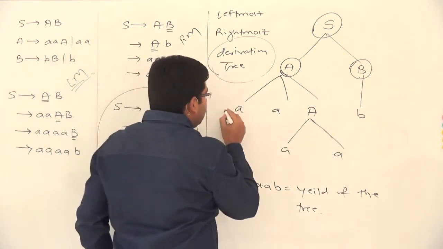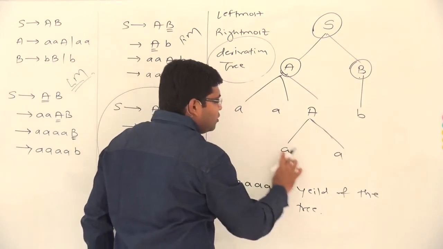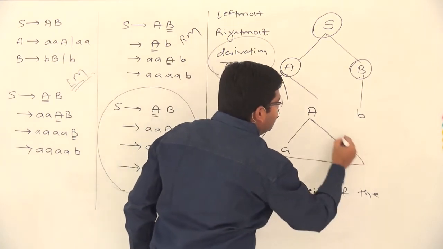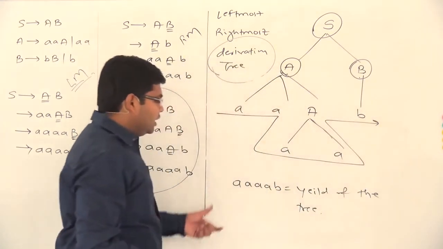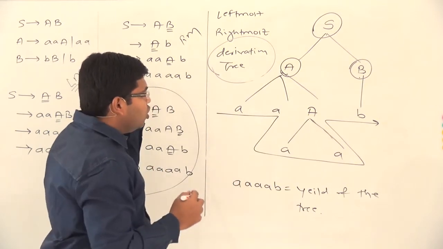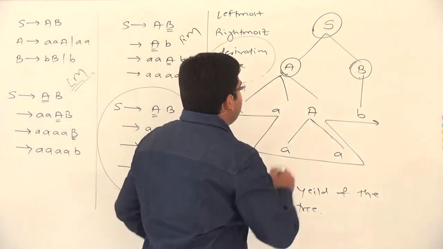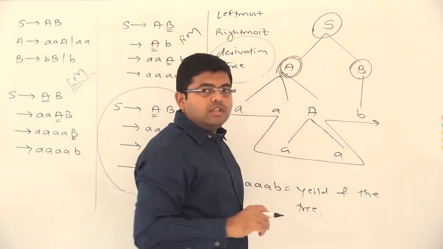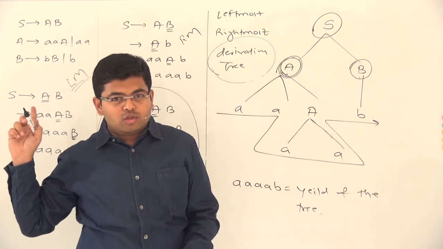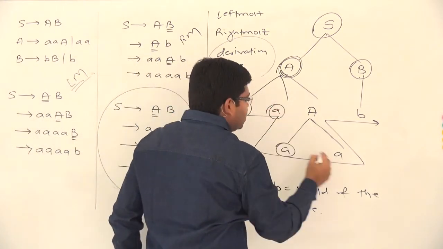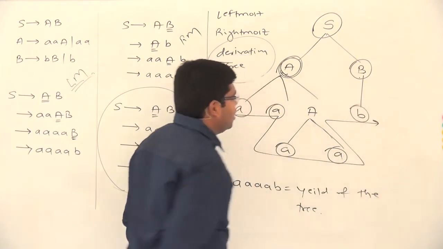And the yield of the tree, all the terminal symbols that you get in the last level, when collected from left to right, will form the terminal string that is generated with the help of that derivation. So what I mean to say is that every internal node must be a variable corresponding to the grammar, and all the leaf nodes must be the terminal symbols belonging to the grammar.